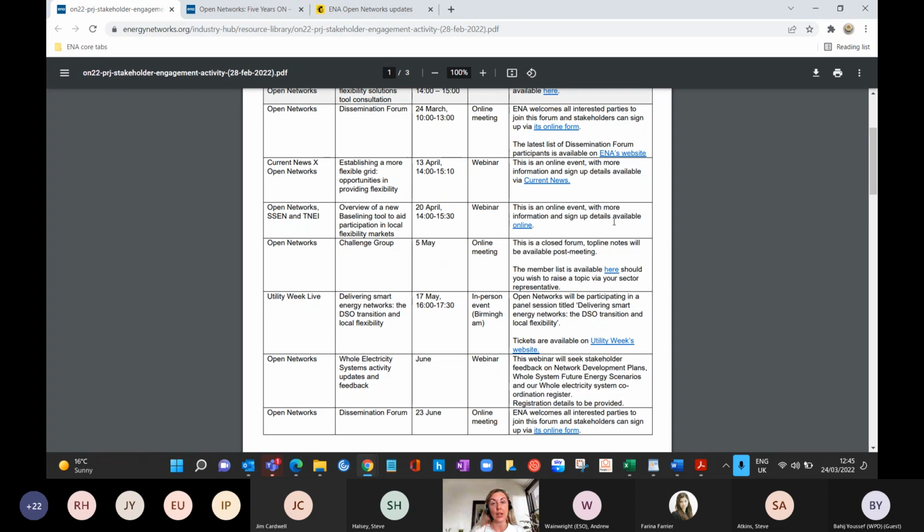This is launching early next week, so we'll be going through the tool in a bit more detail and giving anyone an opportunity to ask questions. If you'd like more information on that, do feel free to sign up to our newsletter and you'll get a bit more information early next week on that launch.